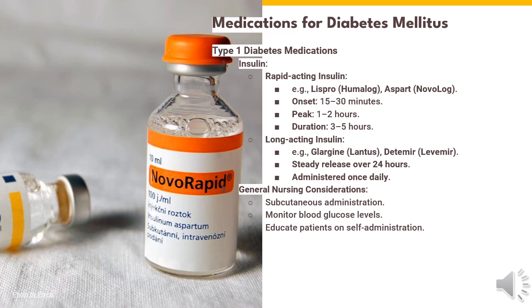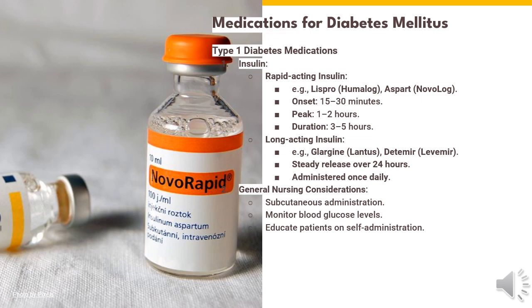The next one is long-acting insulin. Examples include Glargine or Lantus and Detemir or Levemir, which provide a steady release of insulin over 24 hours. These insulins are usually administered once daily and help maintain baseline glucose levels throughout the day and night.